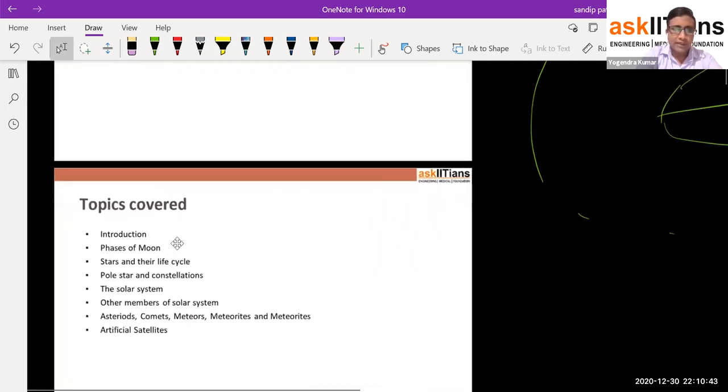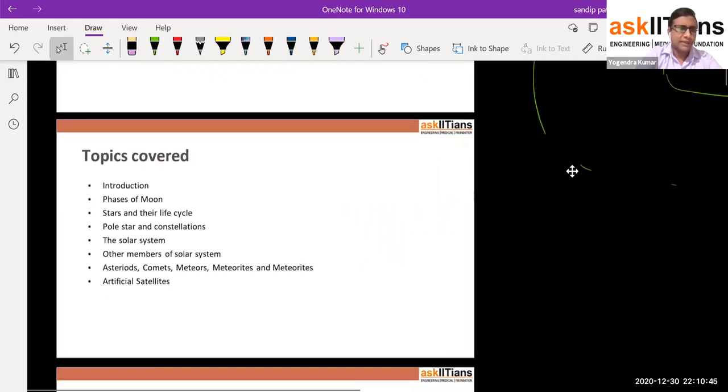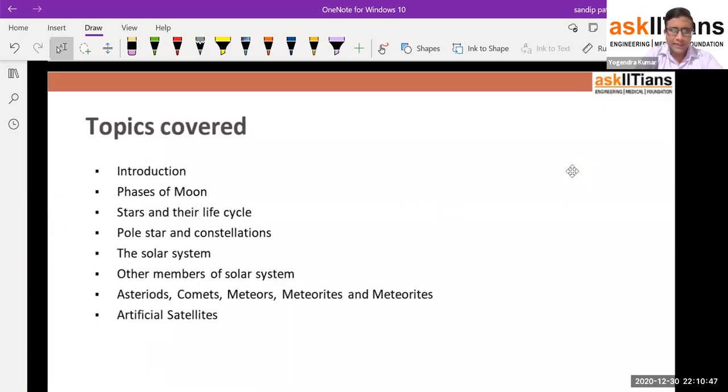Now, what we are going to cover in this chapter, let's see. So first one is introduction, and then we have the phases of the moon. We are going to study how the moon revolves around the earth. What are the different phases, right? If you observe the moon every night, you are not going to see the same circle, right? The moon's shape is different every day. Why are those different? We are going to see those things.